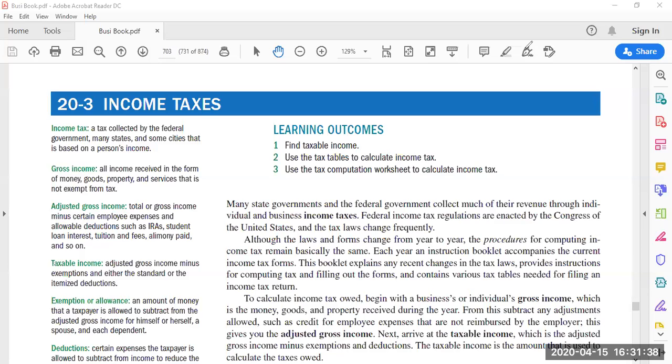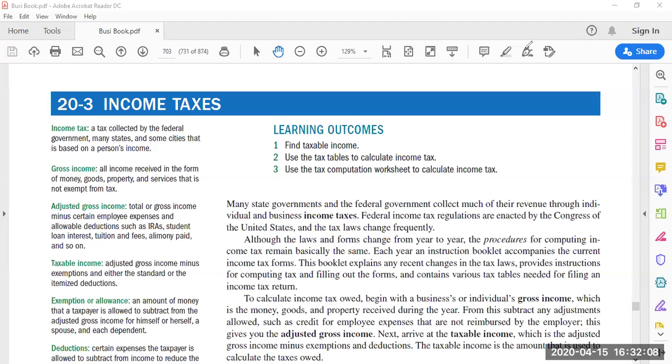Income taxes. In this discussion, we'll be discussing how to find taxable income. Then we will use the tax tables to calculate income tax. And we'll finalize this discussion with how to use the tax computation worksheets to calculate income tax. This is the third part of this chapter, chapter 20, dealing with taxes, income taxes.